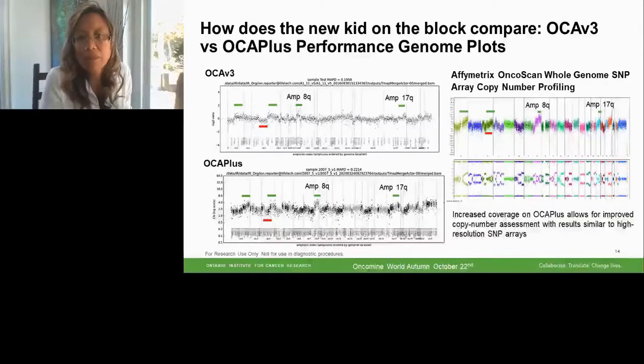We also had Affymetrix OncoScan whole genome SNP array data, and again this is the same case. We see that the Oncomine Plus profile gives a readout similar to what you would find using the whole genome array. My understanding is that in a new release of the analysis workflow, OCAplus will be able to deliver additional information, including LOH. So we're looking forward to that feature in the coming months.